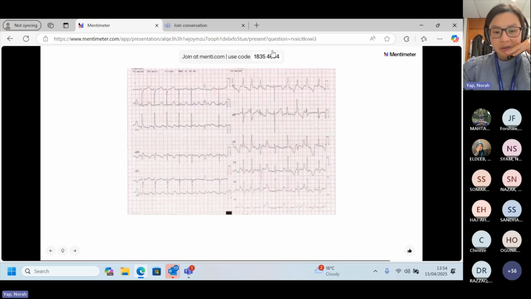So as you can see over here, these are the chest leads. The limb leads look a bit more organized. The QRS are narrow, and this is obviously a different timing from the chest leads. So here in the chest leads you're seeing broad QRS complexes.